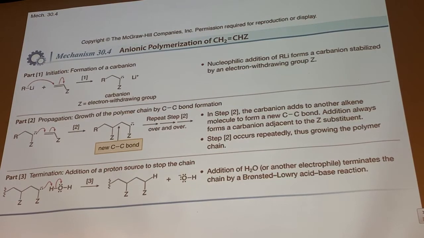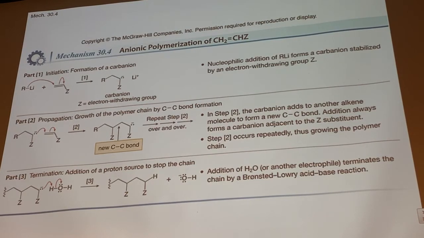And while it's similar to both radical polymerization and cationic polymerization, there is a difference. Okay? So the initiator that we use is going to be a strong nucleophile. So organolithiums are good initiators for anionic polymerization. If a strong nucleophile adds to a double bond conjugated to an electron withdrawing group, you're going to get an anionic intermediate that is stabilized, usually stabilized by resonance with that electron withdrawing group. Okay? So that's how we initiate an anionic polymerization.